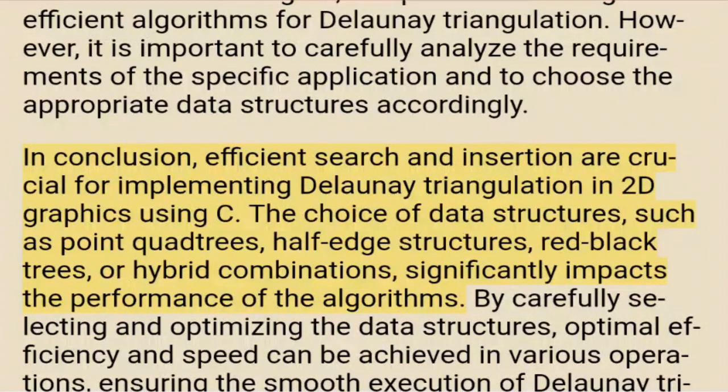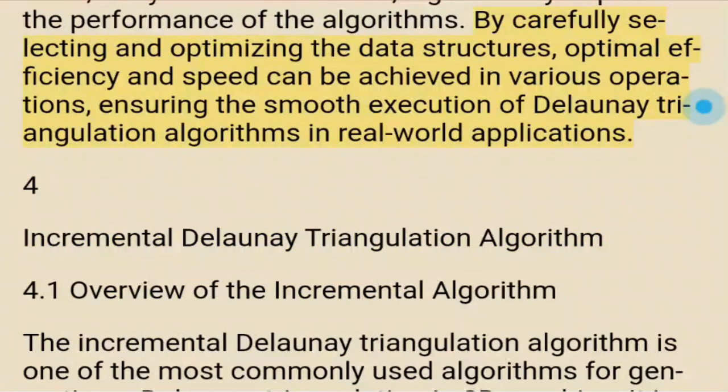The choice of data structures, such as point quad trees, half-edge structures, red-black trees, or hybrid combinations, significantly impacts the performance of the algorithms. By carefully selecting and optimizing the data structures, optimal efficiency and speed can be achieved in various operations, ensuring the smooth execution of Delaunay triangulation algorithms in real-world applications.